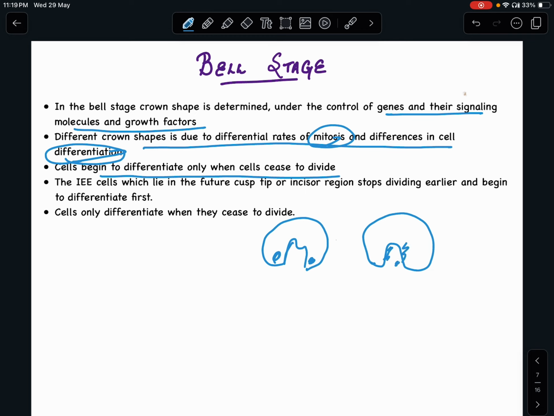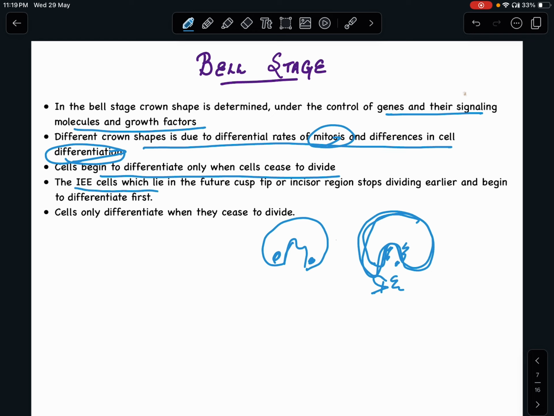So what it's saying is that before the enamel and the dentine, and before the ameloblast and the odontoblast are formed, first the entire growth will take place and then the differentiation of ameloblast and odontoblast will take place. Okay.